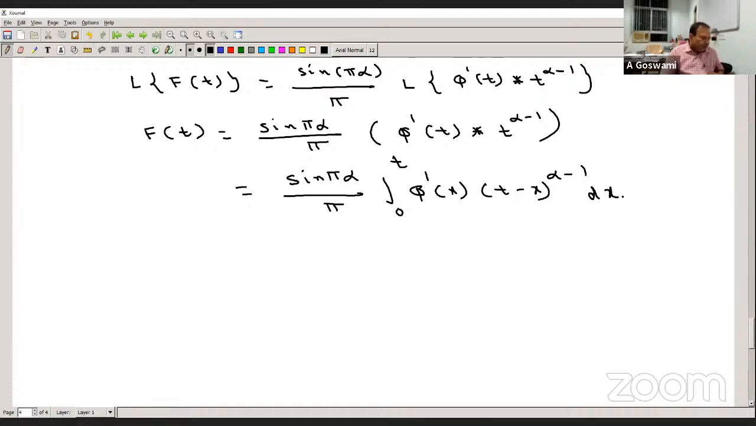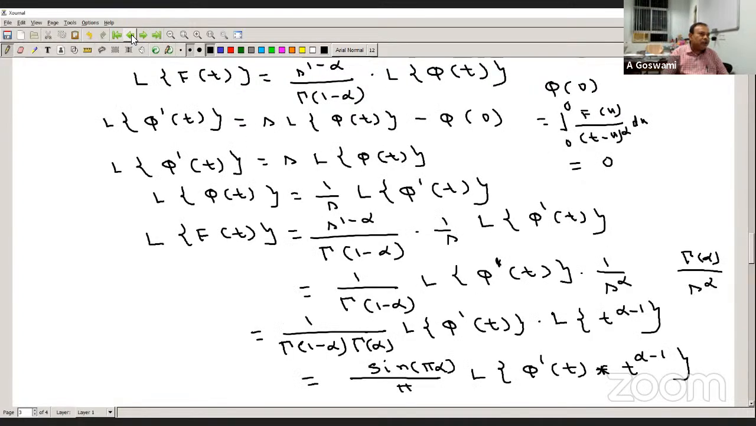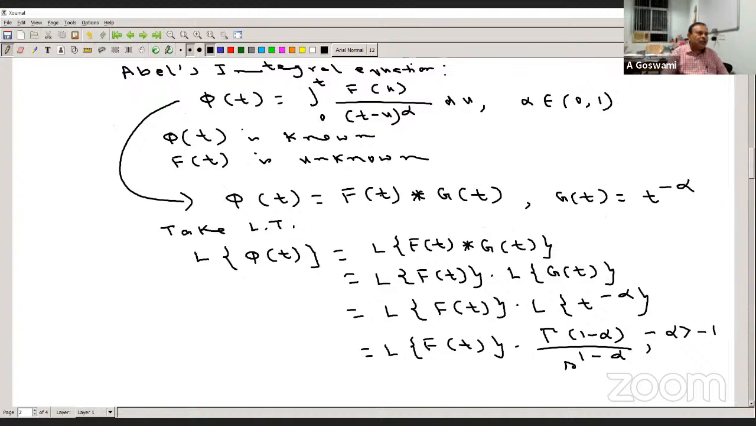So basically, this is the solution for the Abel's integral equation. Please note that originally, your problem was phi t equals integral from 0 to t of f u by (t minus u) all to the power alpha du, where phi t is known and f t is unknown. We have to find out the value of f t from this integral equation.